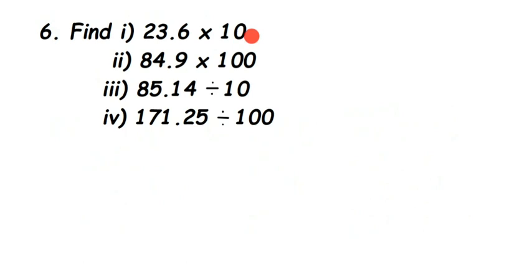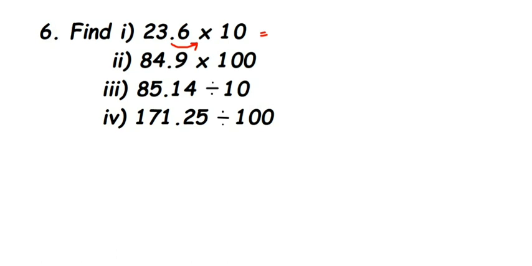Now this rule is applicable only when you're multiplying with 10, 100, 1000, 10,000, 1 lakh, where you have a 1 and zeros there. So when you're multiplying here, the decimal point will move to the right side. And how many places it moves to the right side depends upon how many zeros are there.